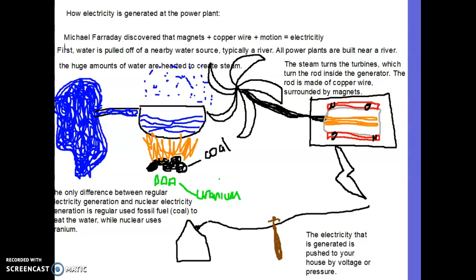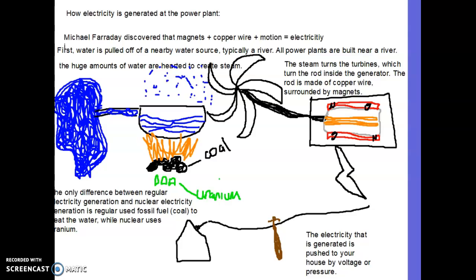Hi, I made a very generic, childish-like drawing of how electricity is generated at the power plant. That way you can understand the difference between regular electricity generation, like Bowen, for example, a steam plant, versus nuclear electricity generation like Vogel, which is Georgia's nuclear power plant.